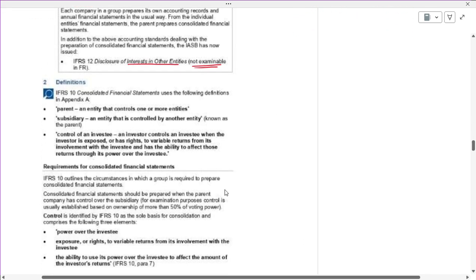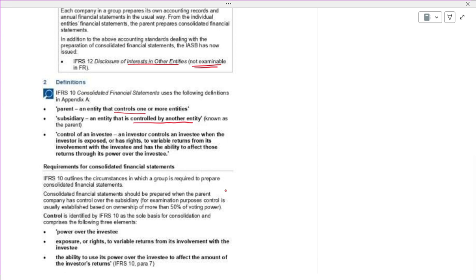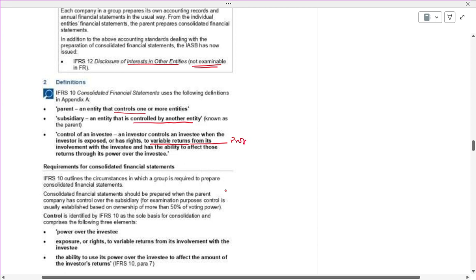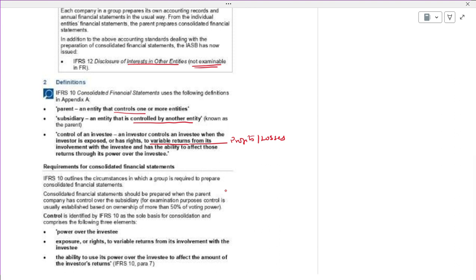They have given you a definition: an entity that controls one or more entities. An entity that is controlled by another entity is a subsidiary. Control of the investor: an investor controls an investee when it is exposed to, and has rights to, variable returns. Variable returns means profits or losses, very clearly. It is involved in the investment and has the ability to affect returns through power over the investee.